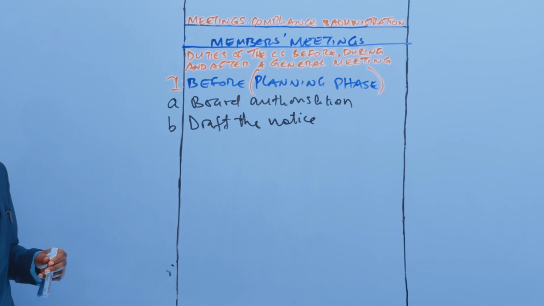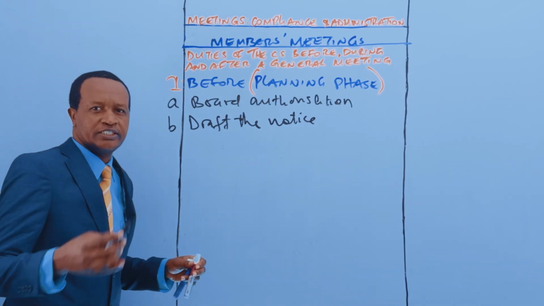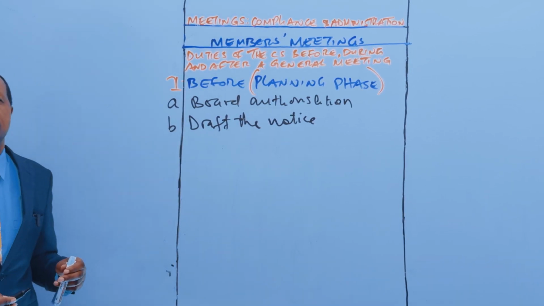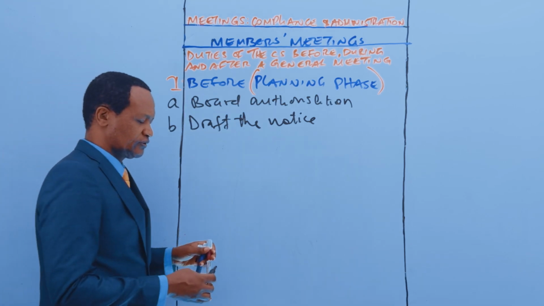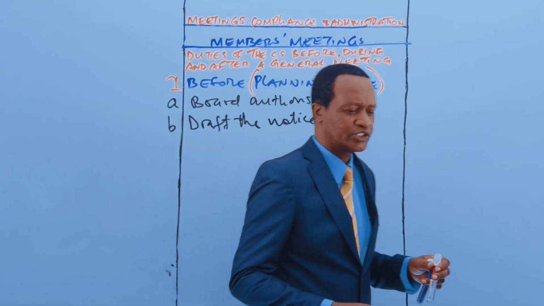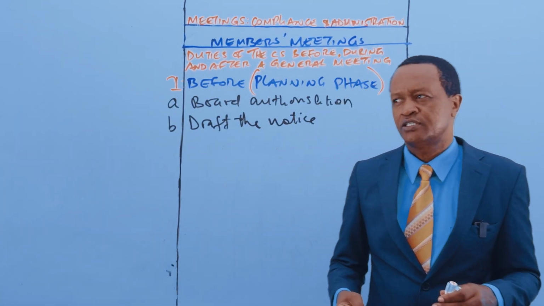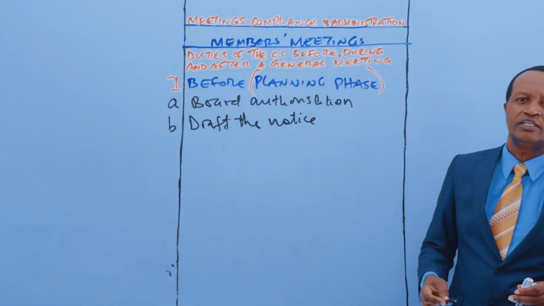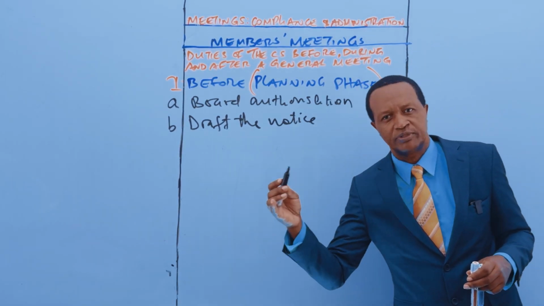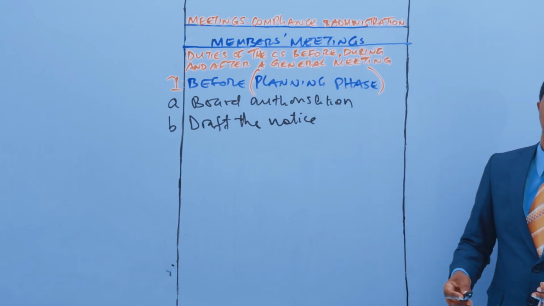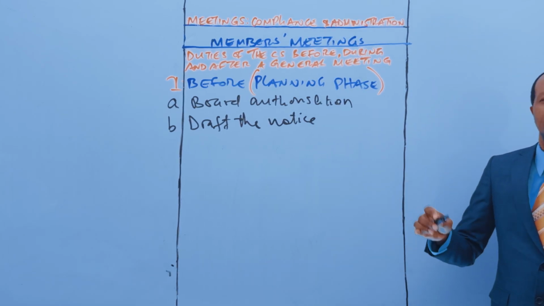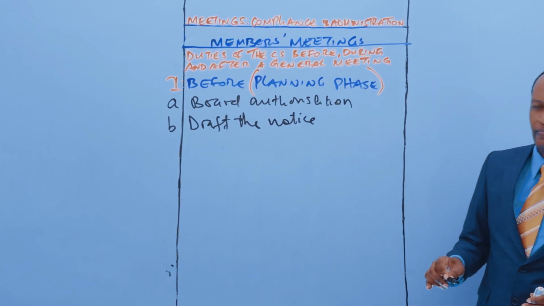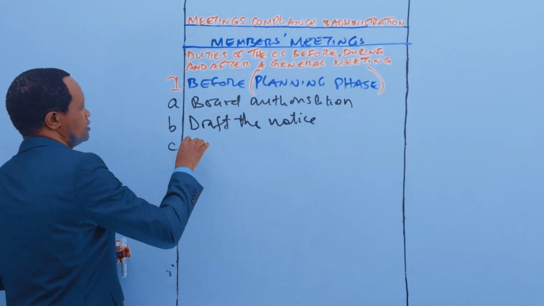Drafting the notice. There has to be a formal notice that has to be prepared and sent to those who are to attend the meeting. The notice has to include the date, the time, the venue, and the exact wording of all ordinary and special resolutions.